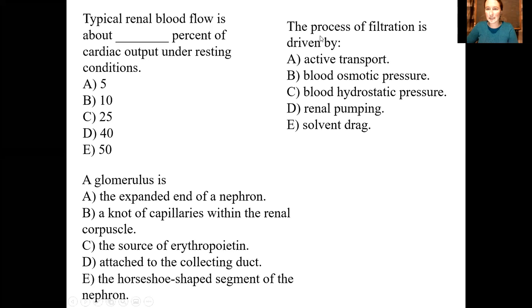All right. And finally, I can't even see the question. The process of filtration is driven by what? Sorry, I'm clicking all the wrong things. Okay, I think you can see that now. So the process of filtration is driven by active transport, blood osmotic pressure, blood hydrostatic pressure, renal pumping, or solvent drag. All right, so keep in mind that filtration is one of 3 processes occurring within the nephron: filtration, reabsorption, and secretion.